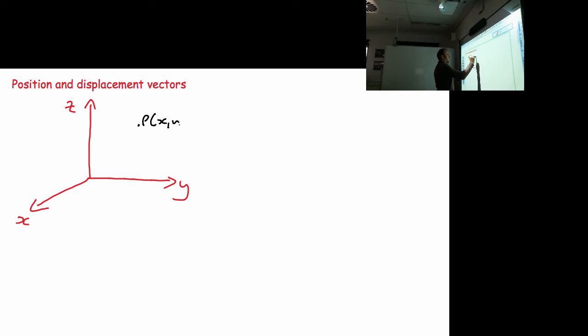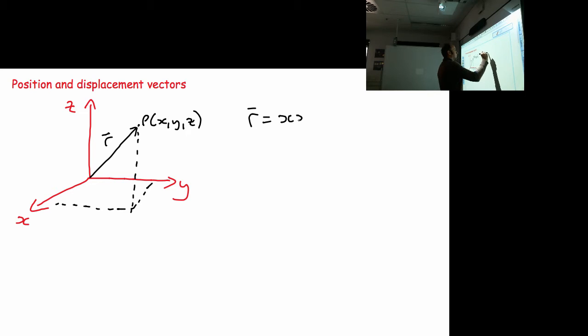x, y, z. And this vector from the origin to that point is called the position vector, given by r. So our position vector r will be equal to x x hat plus y y hat plus z z hat.